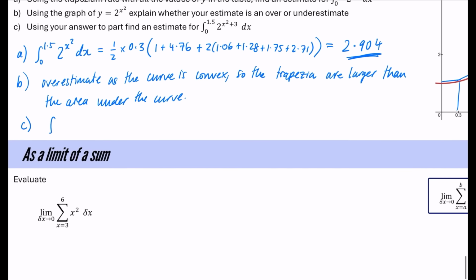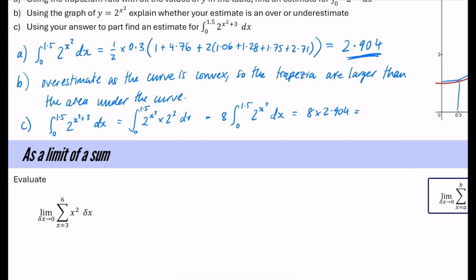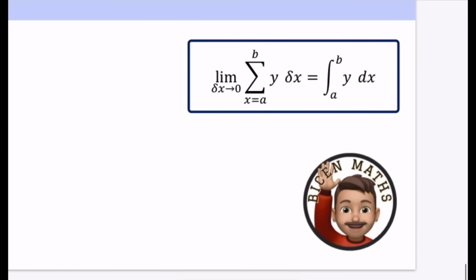So we need to try and now find between 0 and 1.5 of 2 to the power of x squared plus 3. Well, I still need to make it look like the original thing. So I'm going to use my knowledge of indices. This is 2 to the power of x squared multiplied by 2 to the power of 3 between 0 and 1.5. 2 to the power of 3 is just 8. So it is 8 multiplied by 0.15 times by 2 to the power of x squared dx, which is just 8 times 2.904, which is 23.232 for our estimate.